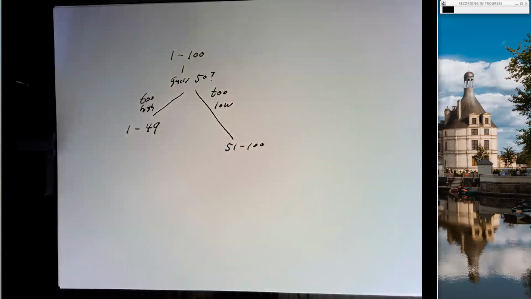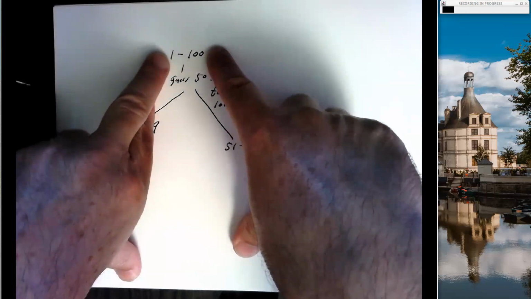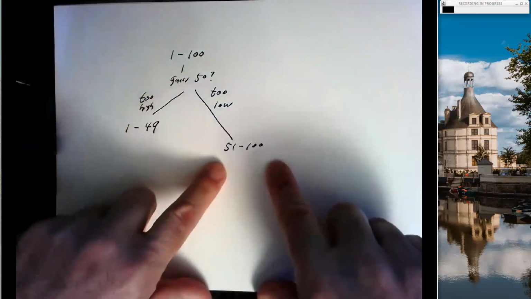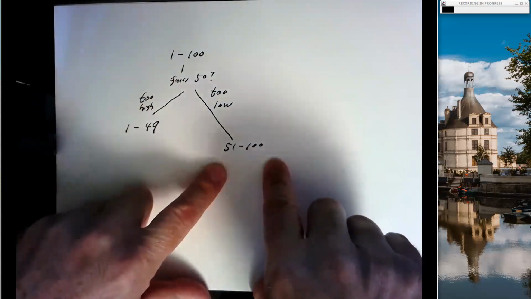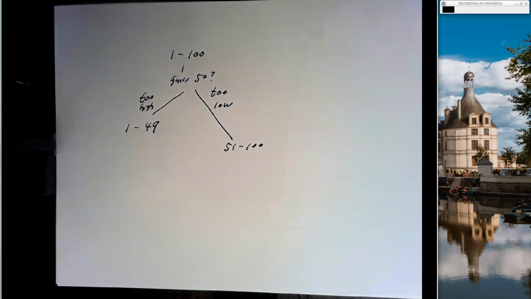And so with just a single guess, we've taken the original problem of trying to guess one of 100 numbers and reduced it to guessing one of 49 numbers. So our problem is twice as simple in some sense. There's only half as many numbers that we have to choose from.